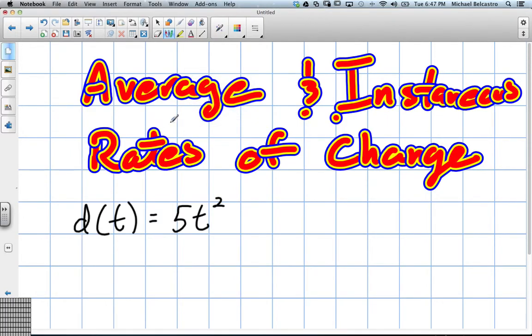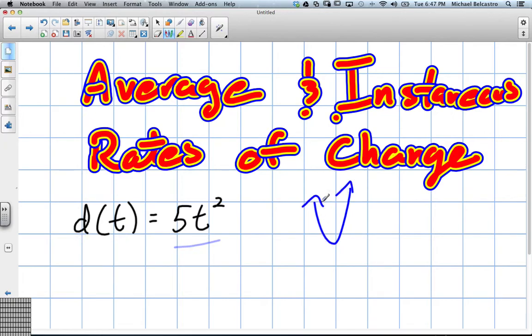So we're going to talk about average and instantaneous rate of change. We're going to specifically focus on this function, which is maybe distance relative to time. Maybe you're kicking a ball, something like that. The ball is modeled by this function here, which is essentially a parabola. It's a positive function. It's an even one.